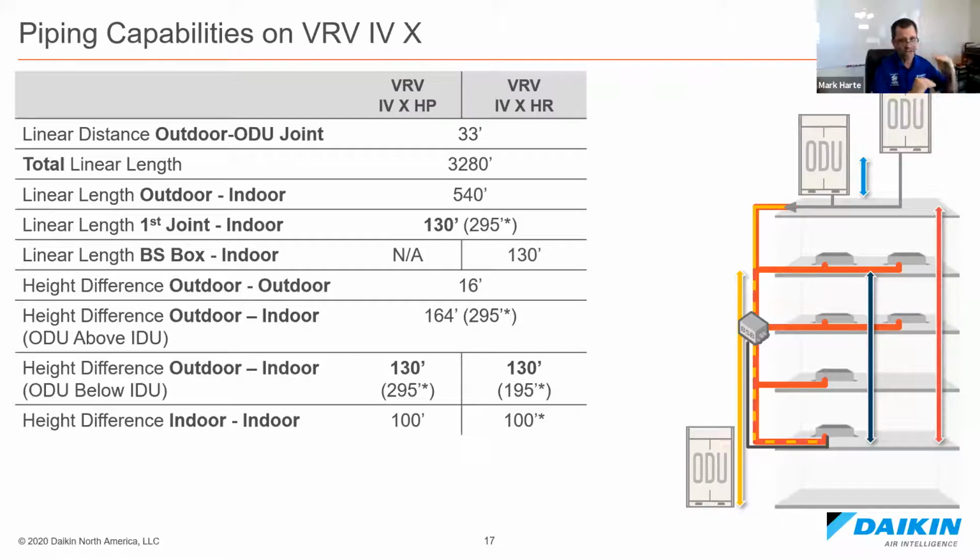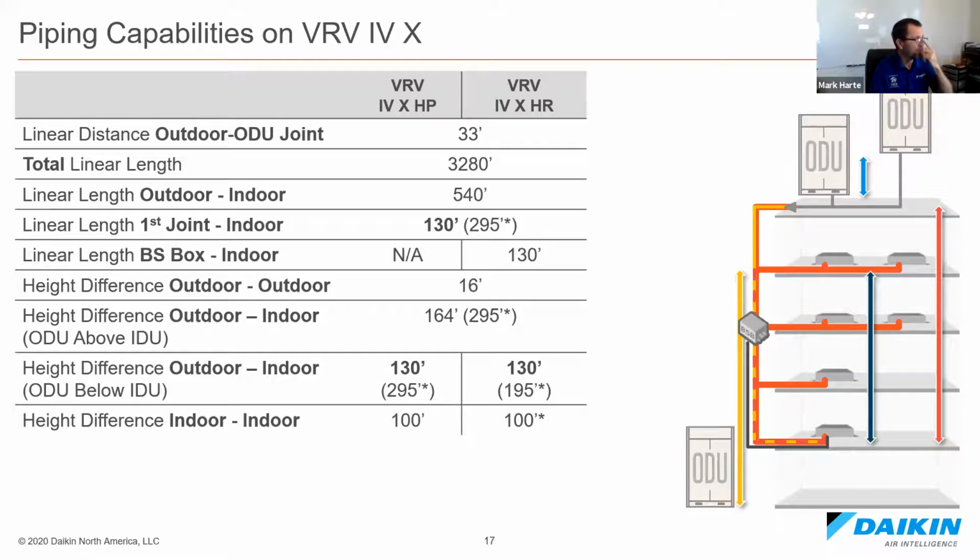Height difference between indoor units on one system. That is a key right there. For years, we had 50 feet. Now it's 100 feet. So one system, you could have 100 feet. What is a building? Usually 10 to 12 feet per story. So one system could cover 10 floors with just those fan coils.